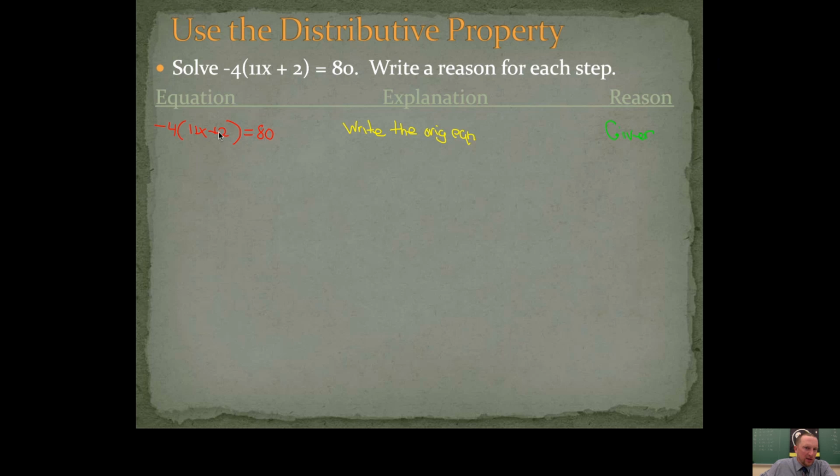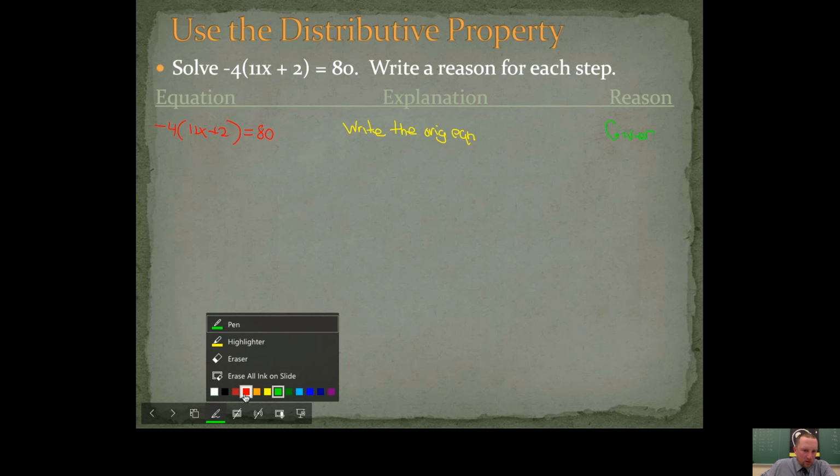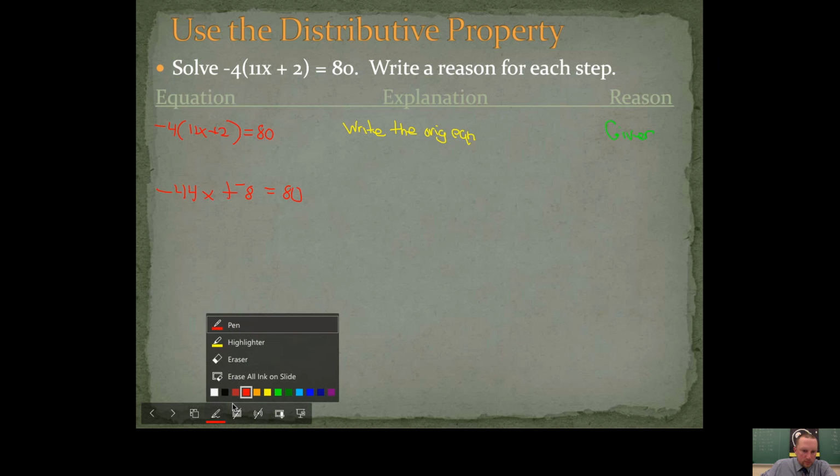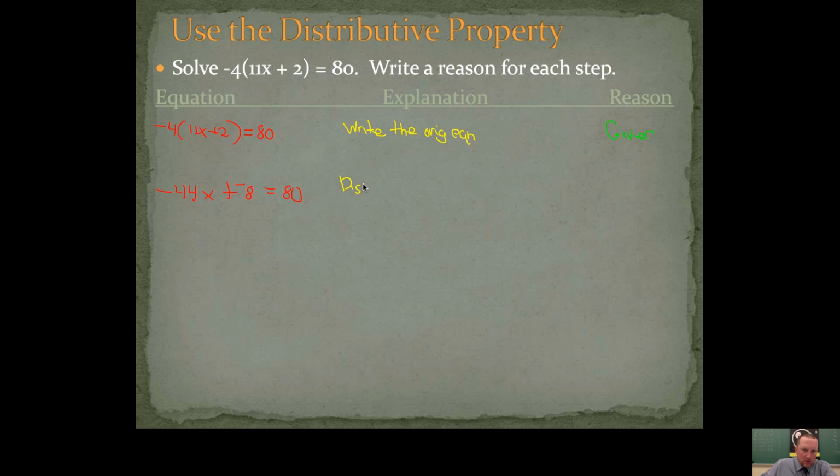What are we going to do to get x by itself? We need to show some work here. I'm going to take that -4, and I'm going to multiply it with both terms in that quantity. So what did I do? I distributed the -4 over the quantity.